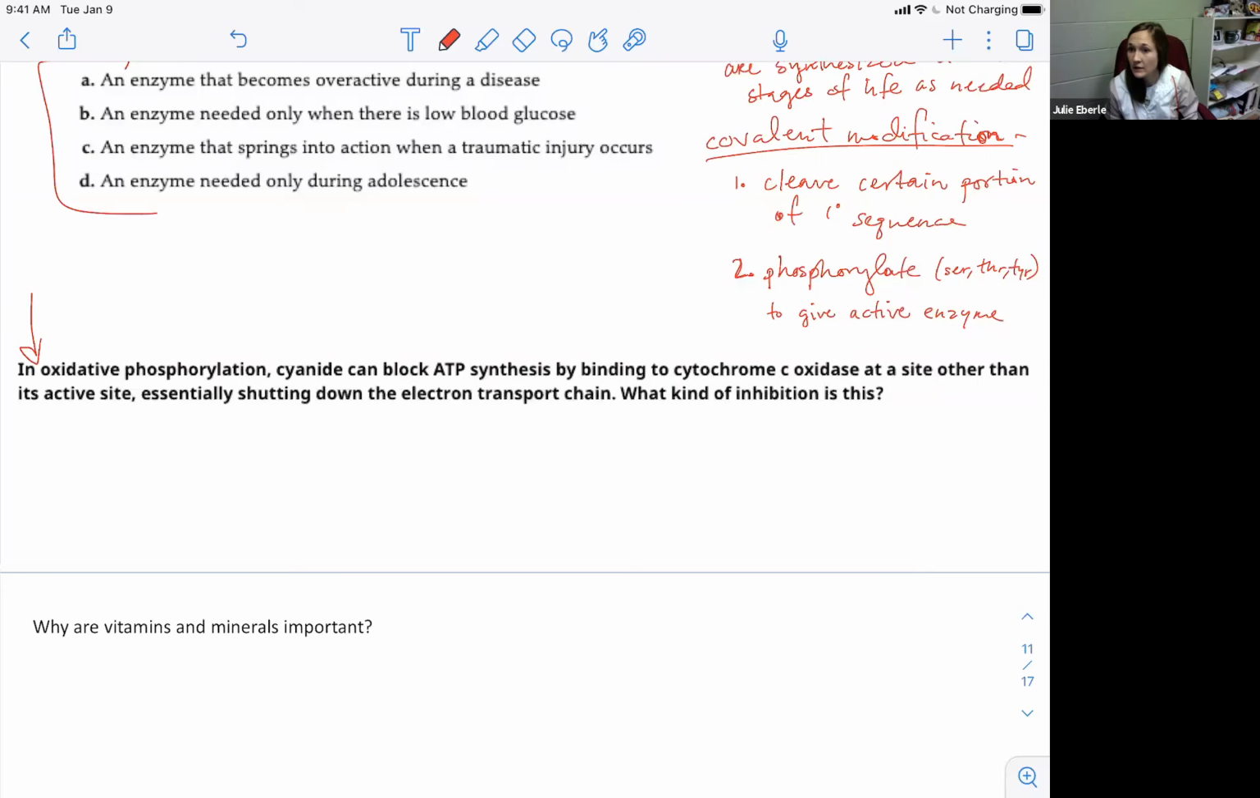So oxidative phosphorylation, we know what that is. Cyanide, which is poison to our human bodies for understandable reasons, can block ATP synthesis by binding to cytochrome C oxidase at a site other than its active site. And it can essentially shut down the electron transport chain. What kind of inhibition is this? What do you guys think?